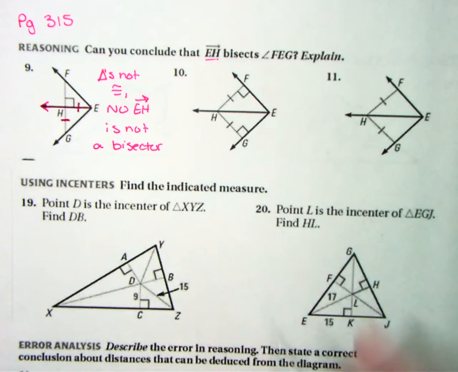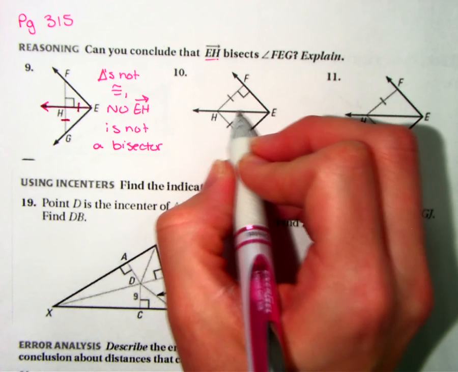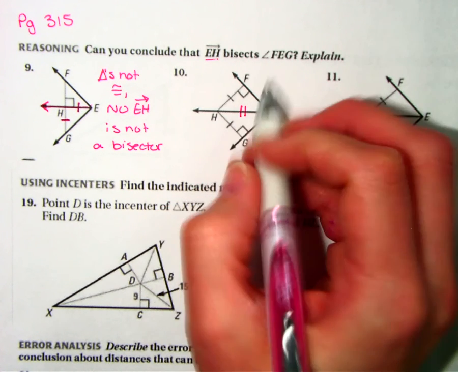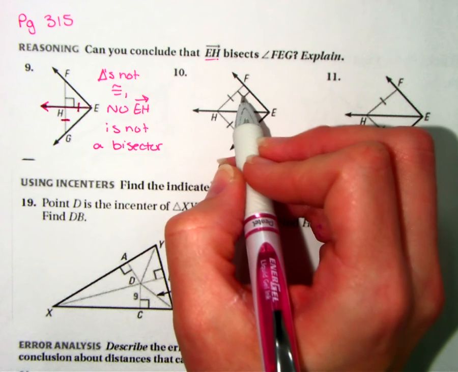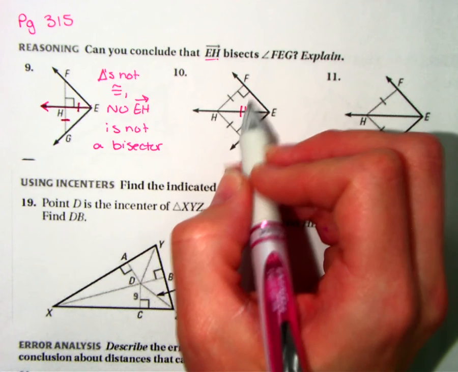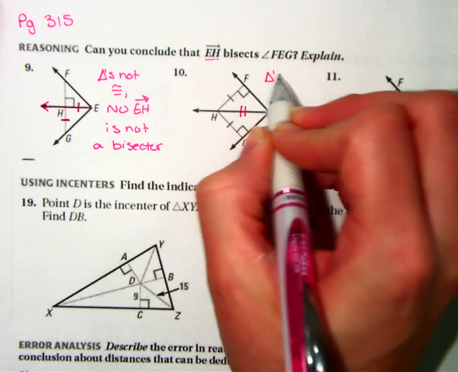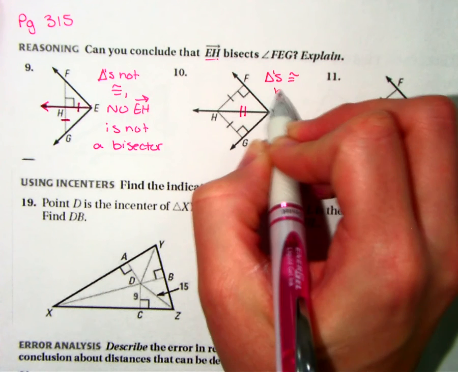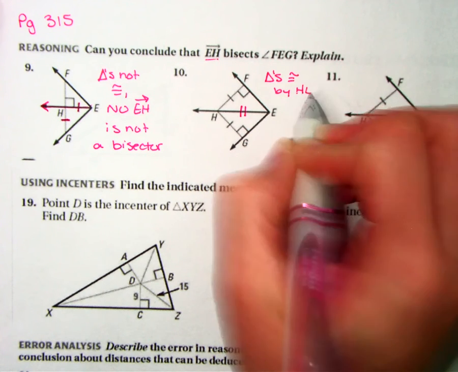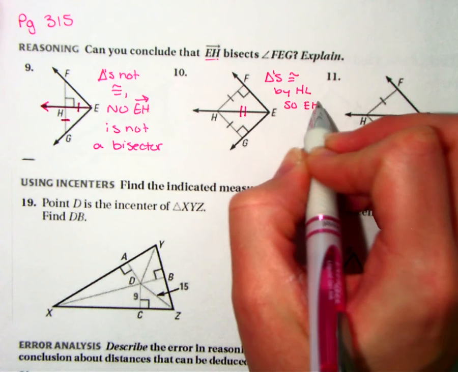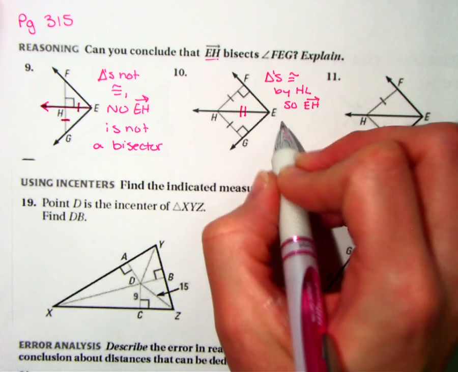Okay, coming over to the next one, you can mark this one line in the middle as reflexive, and then you actually do have enough markings. You have an angle, a side, and a side, so we call that HL. So my triangles are congruent by HL. So EH is a bisector.